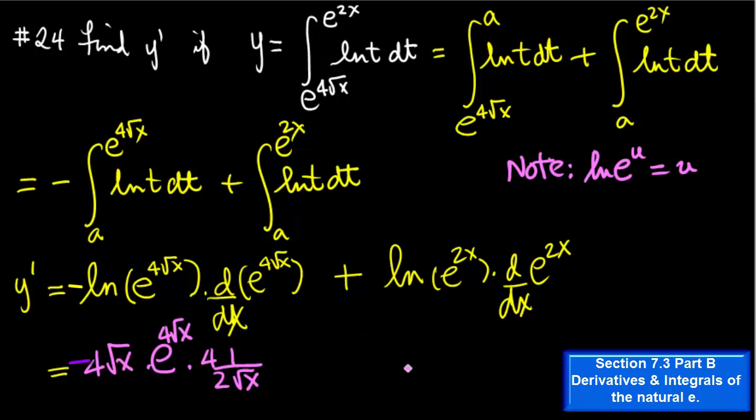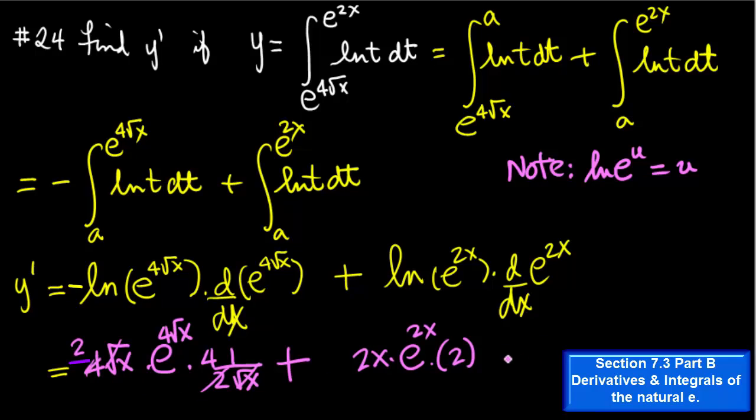Okay, and then plus, let's see what's happening here. So now this becomes 2x times e to the 2x times, not done yet, keep differentiating by chain rule, the derivative of 2x is 2. So what would be the final answer here? So that cancels out, and then that cancels out. We're left with a 2.